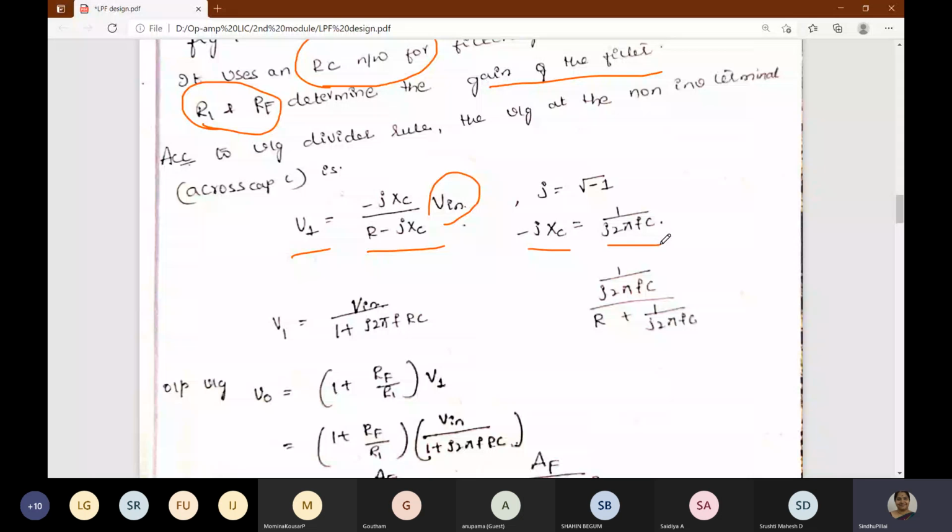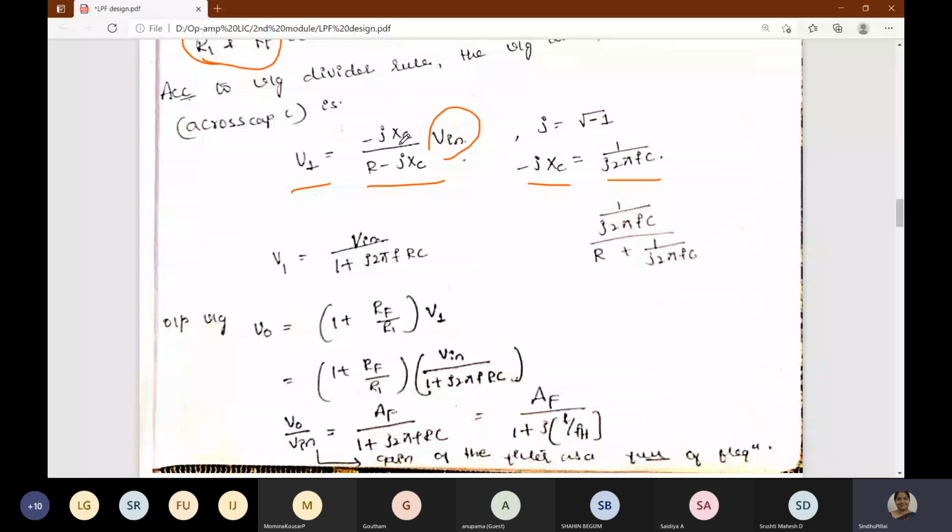So it will be 1 by j2 pi FC divided by R plus 1 by j2 pi FC, since minus of minus becomes plus. Take j2 pi FC as the LCM. It will get cancelled, and we'll be left with Vin divided by 1 plus j2 pi FRC. This is the final term which we get, the voltage V1.